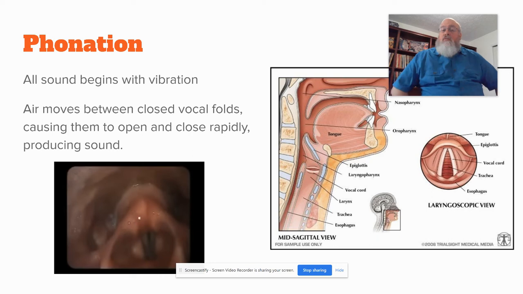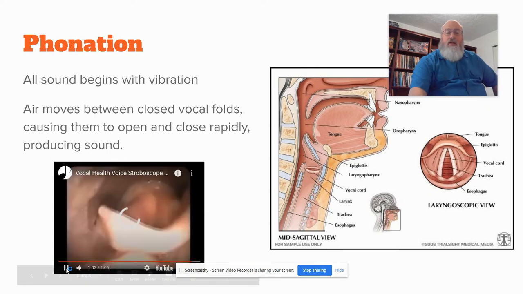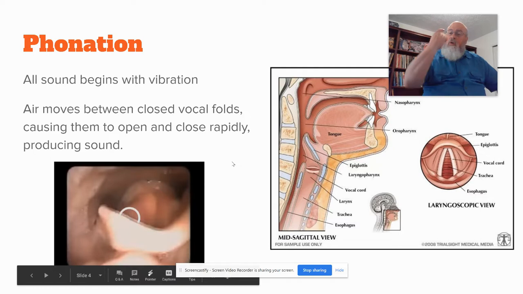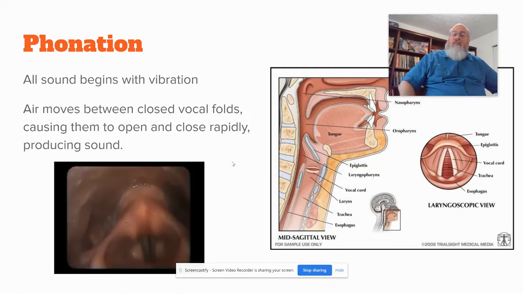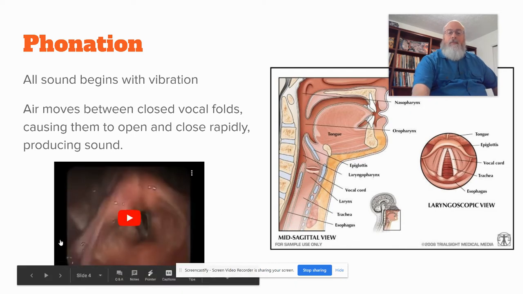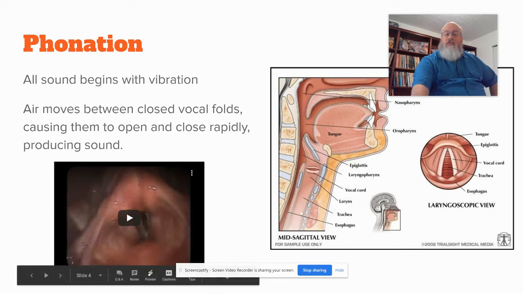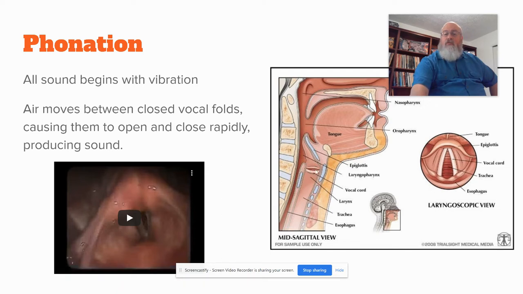And all sound begins with vibration. There's an example of somebody singing and those vibrating vocal cords, vocal folds down in the bottom there. That is a scope going up through someone's nose down the back of their throat to where they can get a look at those vocal folds right there in the picture. Here's where they are in the anatomy. So the trachea is here. At the top of the trachea is the larynx or voice box, and the vocal cords or vocal folds sit right there, and they vibrate. The air moves between closed vocal folds, causing them to open and close rapidly, producing sound.